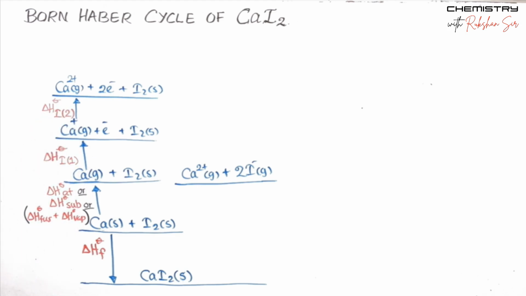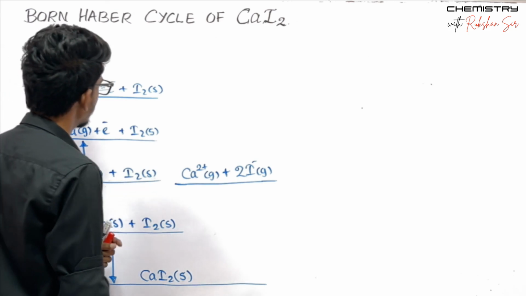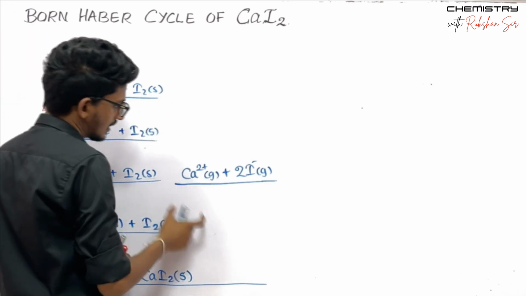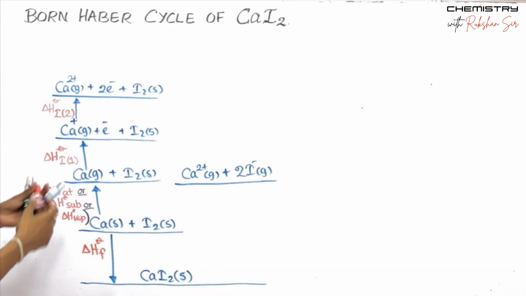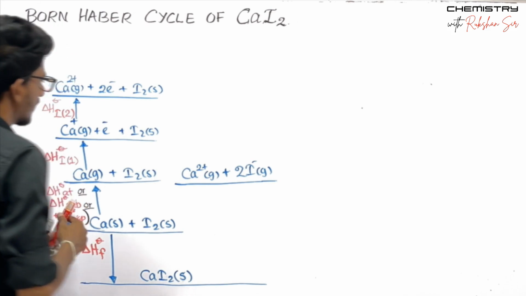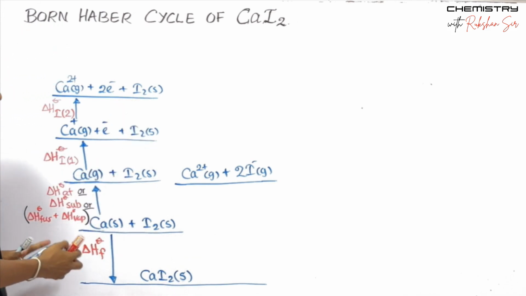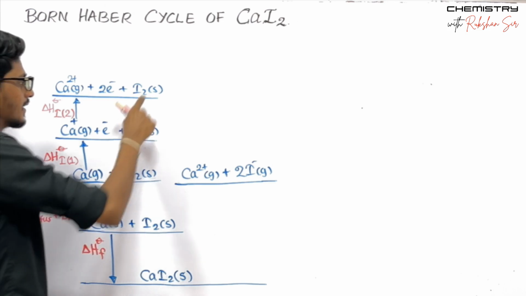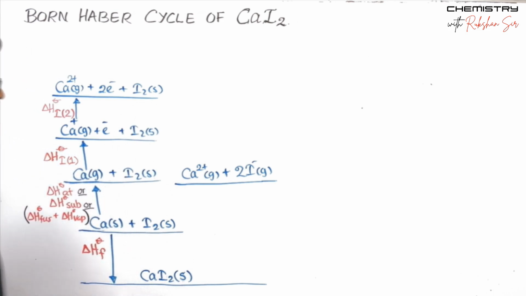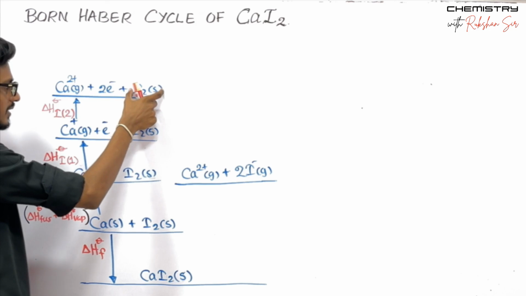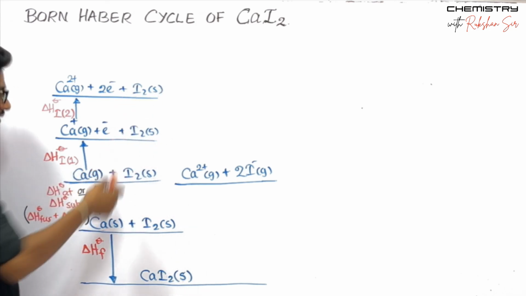Now we are done with the calcium 2 plus, right? We are happy. Then what we need to do is convert this I2 solid to 2 of I minus gases. So first of all, we need to come up with the gaseous state. How to come up with the gaseous state there?